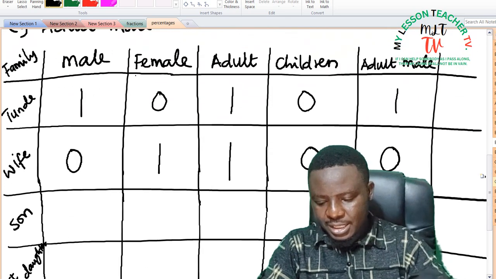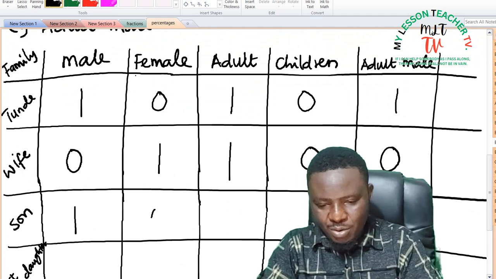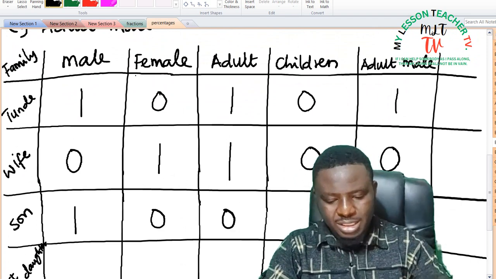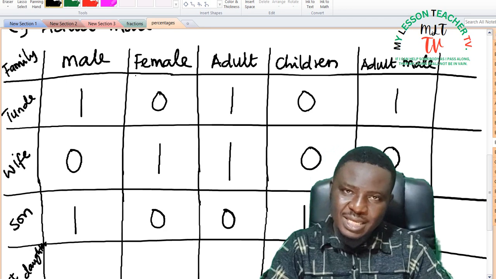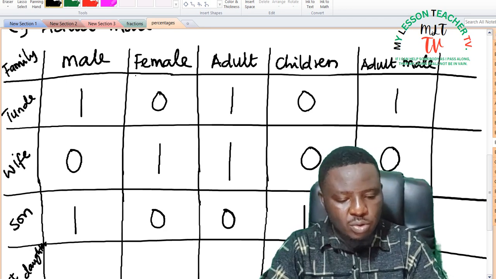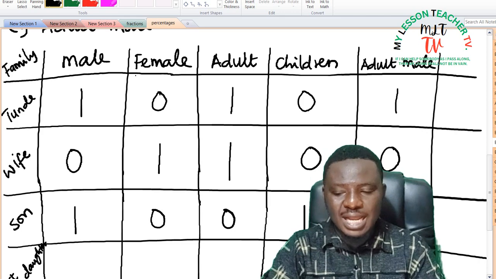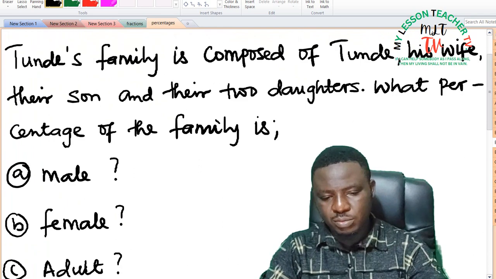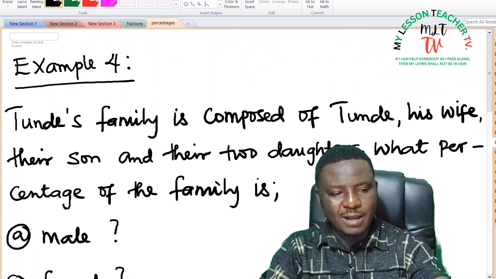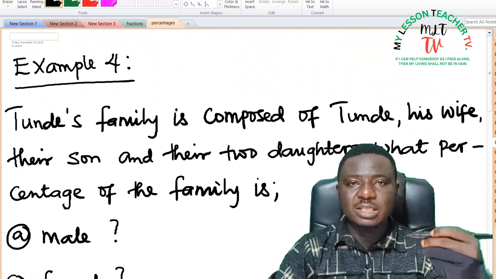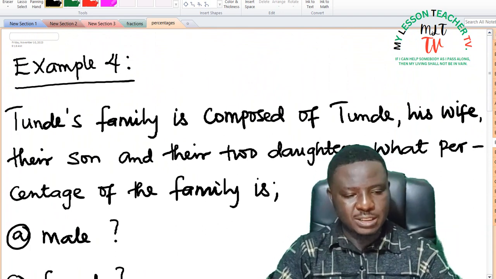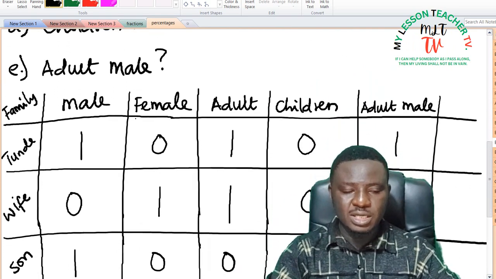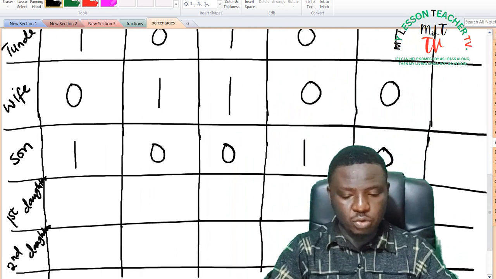The son, is the son a male? Yes. Female? No. In this context, is not an adult. Is he a child? Yes. Is he an adult male? No, he's a male, but not an adult male. As said by the question, although it's not being specific, if we are told that the child is an adult, then we would have included it. But for now, my own interpretation is that he is not an adult. None of the children is an adult.